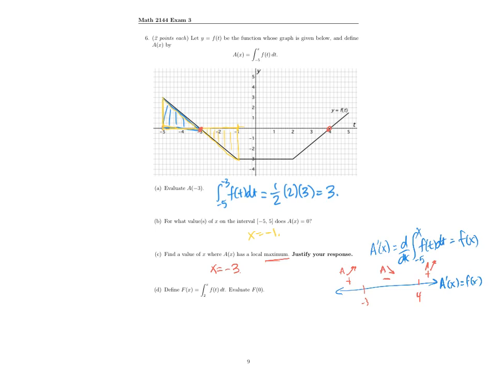The next one says define another function as the integral from 2 to x of f of t dt. So this one is starting at 2 and going this direction. And it says to evaluate f of 0. So f of 0 is going to be the integral from 2 to 0 of f of t dt, which is the negative of the integral from 0 to 2 of f of t dt. And so that integral from 0 to 2 is just going to be this rectangle, which has area 2 times negative 3. So this is negative of 2 times negative 3, which gives us positive 6.